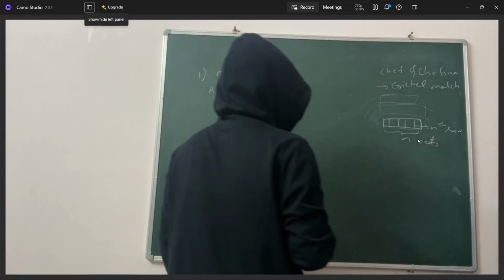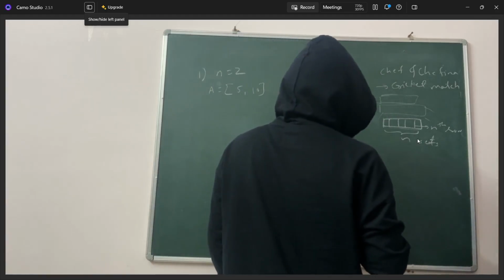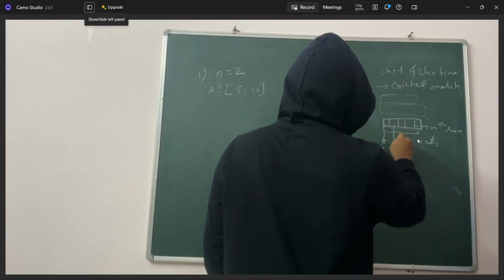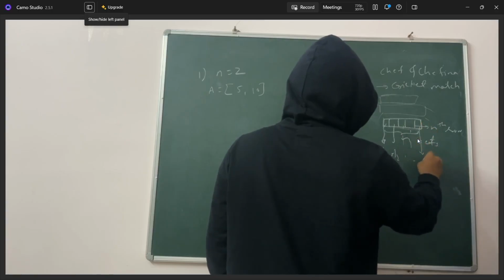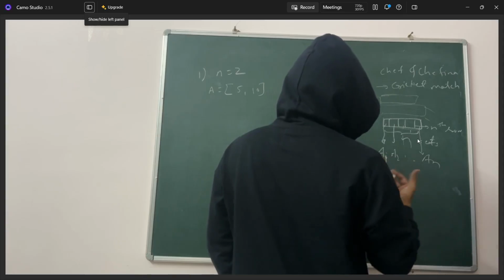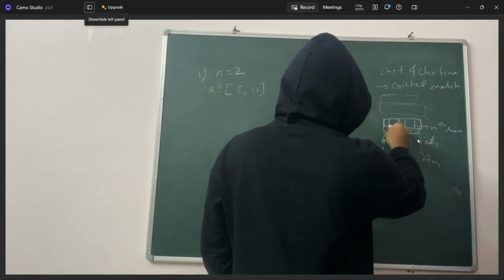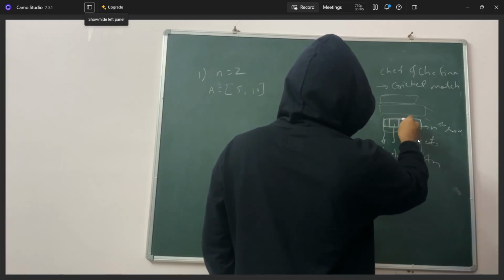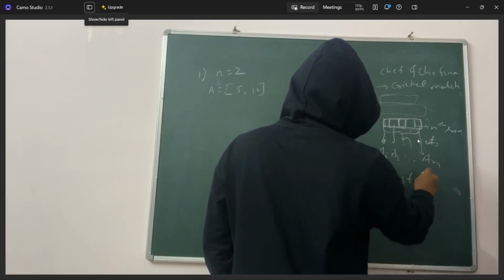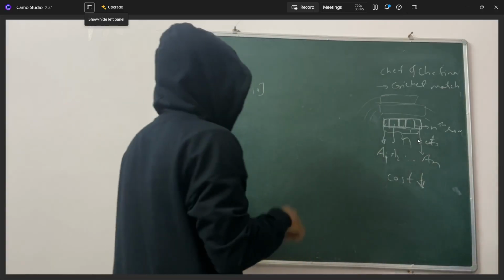In that row there are N seats, and the cost of each seat is given as a_i. Let's say this is a1, this is a2, and so on up to an. There are N seats and costs are given as a1, a2, up to an. Now since Chef and Chefina want to sit together, and they want to watch this match at minimum cost, we'll have to reduce the cost in order to buy the seats.